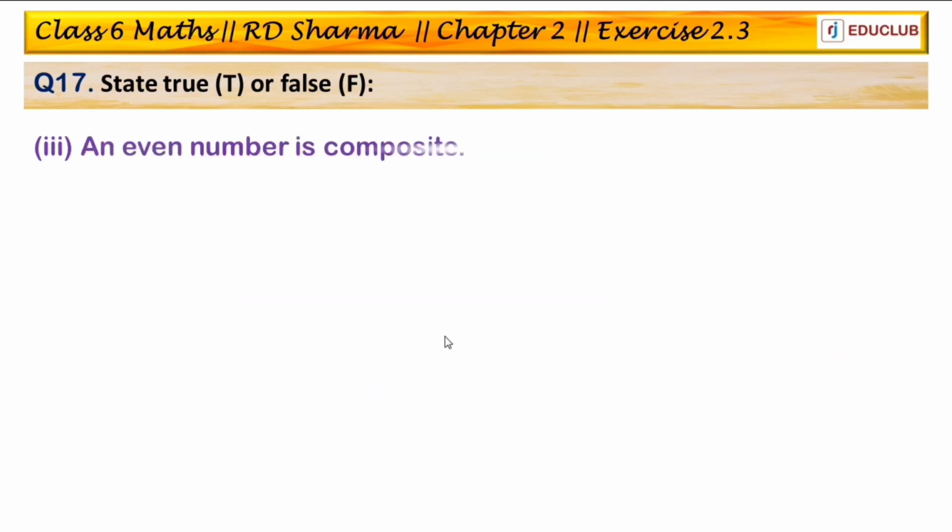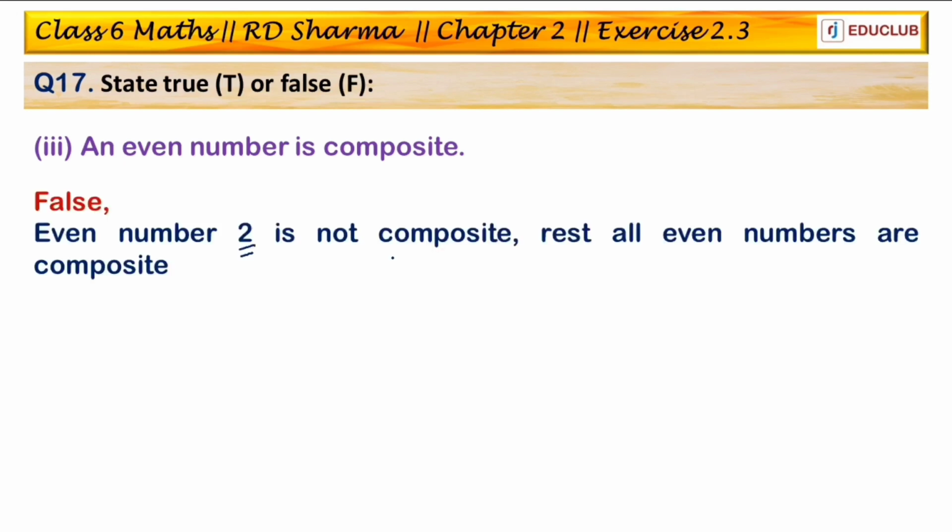Next is an even number is composite. This is false, because 2 is an even number and it is not a composite number. It is not composite because it does not have more than 2 factors. It has only 2 factors. So this is a false statement. But other than 2, all the rest of the even numbers are composite numbers. 4, 6, 20, any number. Except 2, all the even numbers are composite. So this statement is false because the even number 2 is not a composite number.